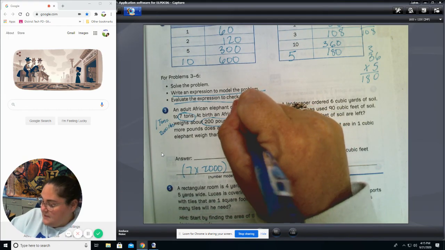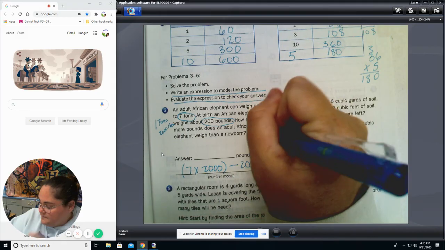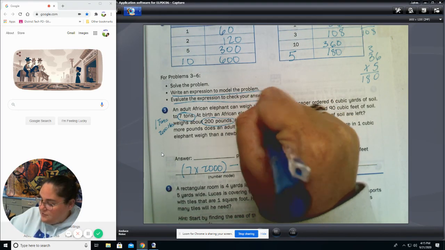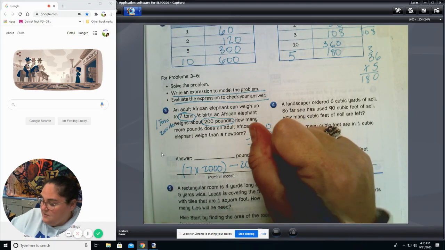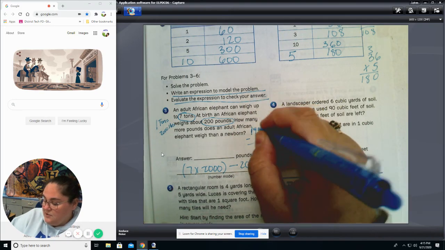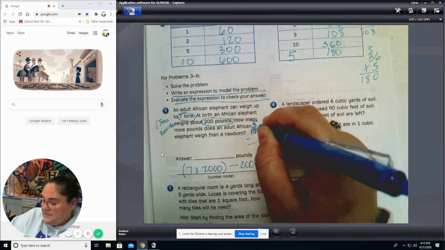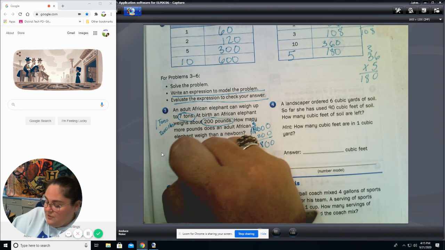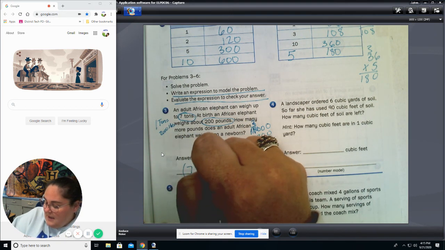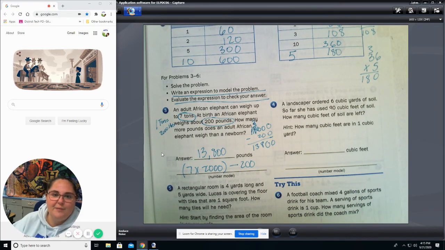So 7 times 2,000 is 14,000 minus 200. 0 minus 0 is 0. 0 minus 0 is 0. 0 minus 2, you can't do. So my 4 turns to a 3. 10 minus 2 is 8. 3 and 1. So 13,800 pounds. That's how you do this problem.